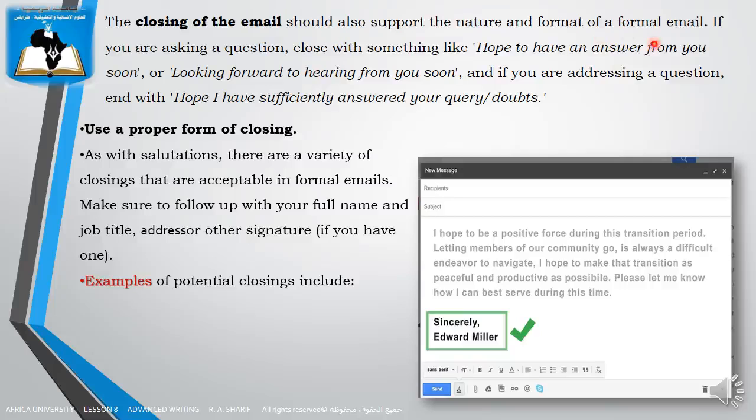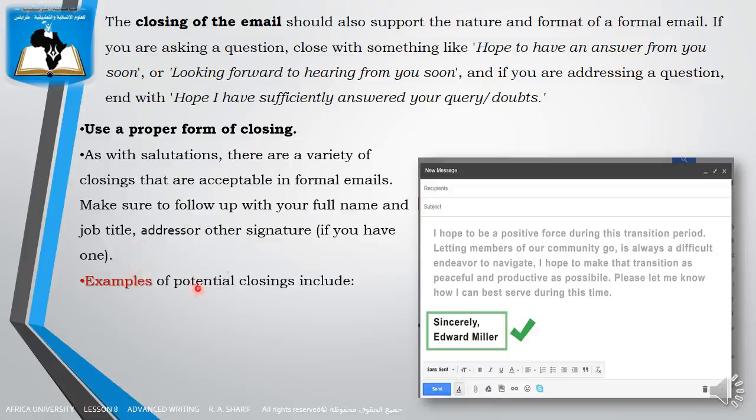Okay, if someone asks you some questions and you answer these questions, you end your email with these words: "Hope I have sufficiently answered your query or your doubts." Okay, so use a proper form of closing. As with the salutation, there are a variety of closings that are acceptable in formal emails. Make sure to follow up with your full name and job title, address, other signature if you have one.